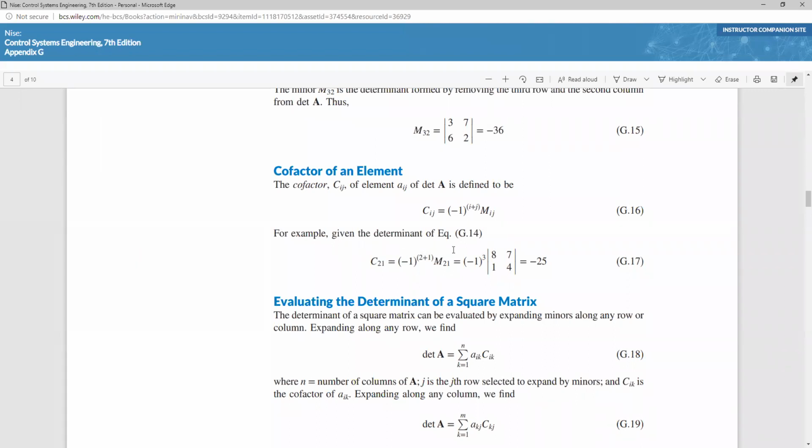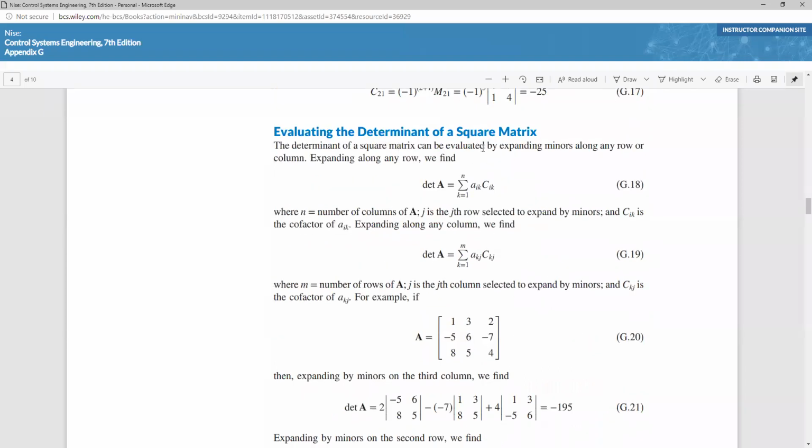Given the determinant of equation G14, C21. If I want C21, let's say I is equal to 2 and J is equal to 1. So M21, so M21 multiplied, so it is the minus 25.